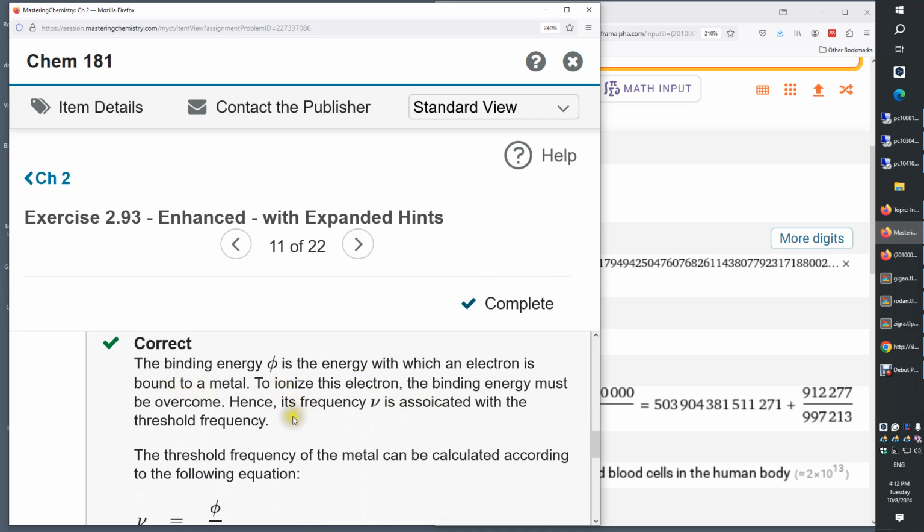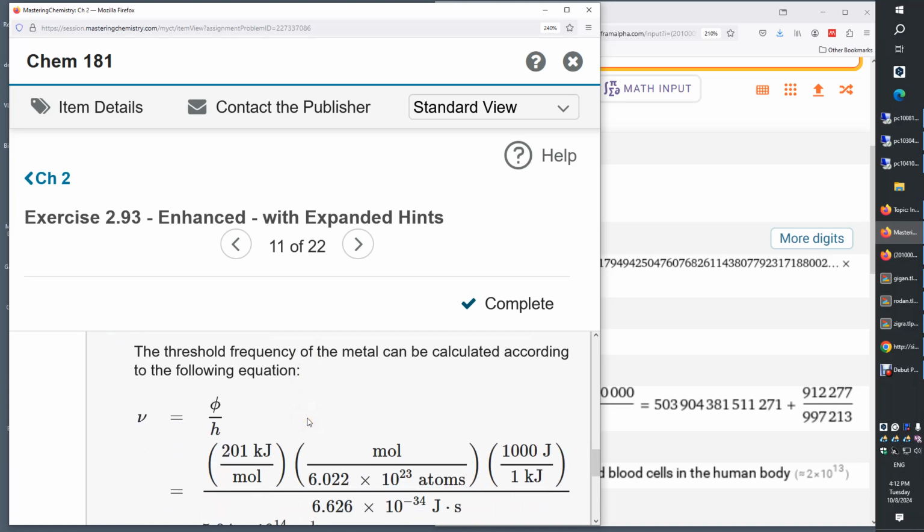Let's look at the Mastering Chemistry solution over here. So this is the amount of energy required to remove 1 mole of electrons. And then we have this divided by the Avogadro constant. We also convert kilojoule to joule.